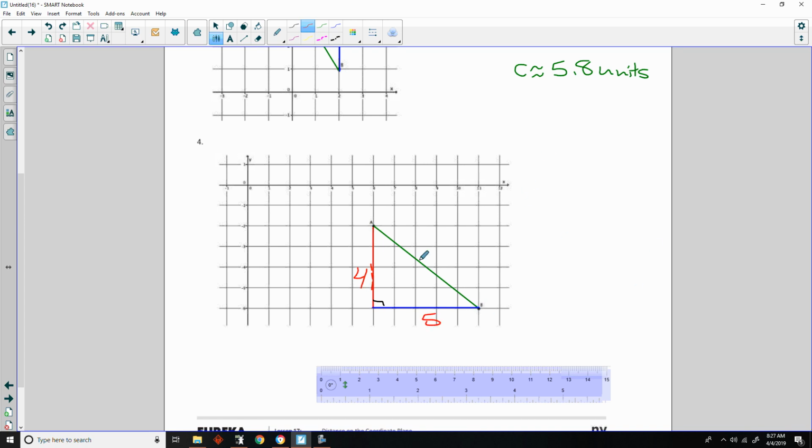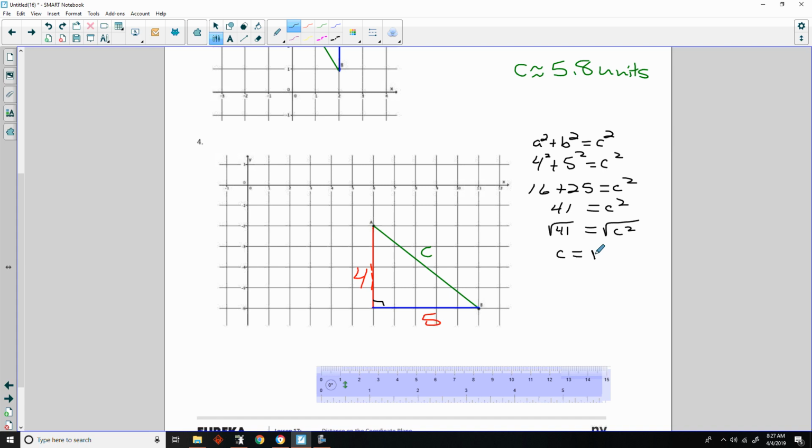Okay, so I take, and this is my C. So we're going to let the length of AB equal C again. So we're going to write A squared plus B squared equals C squared. Substitute 4 squared plus 5 squared equals C squared. Simplify 16 plus 25 equals C squared. Simplify more. 41 equals C squared. And take the square root of both sides to get rid of that C squared. And I get the square root of 41 is equivalent to C.